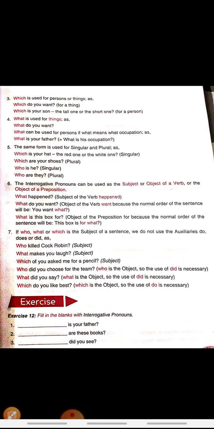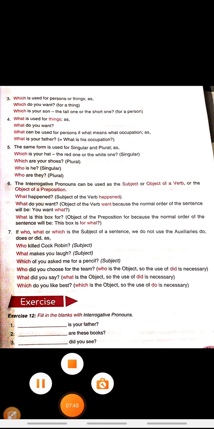Okay, so next is, if who, what, or which is the subject of a sentence. If we are using who, what, and which as a subject of the sentence, we do not use auxiliary verbs like do, does, or did. Like who killed Cock Robin, what makes you laugh, who did you choose for the team, what did you say, which do you like best.